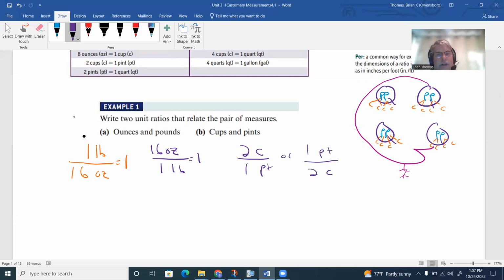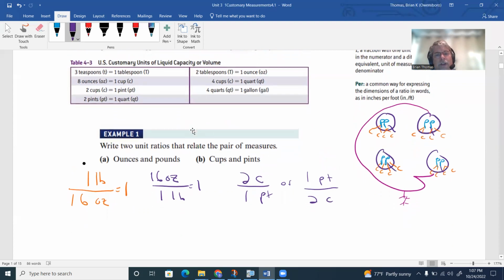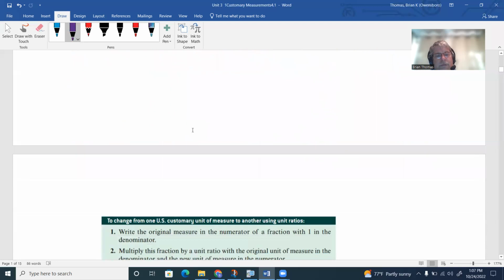That's where the table comes in handy as well. See these abbreviations up here. Little t for teaspoon, big T for tablespoon. And these are quite universal. Most things are using that as a representation.